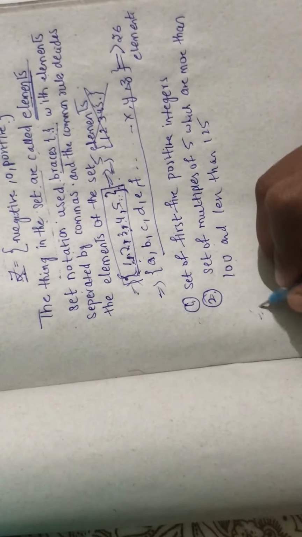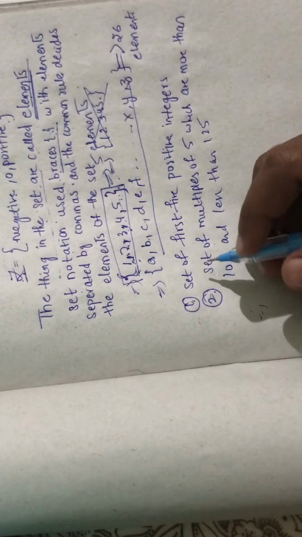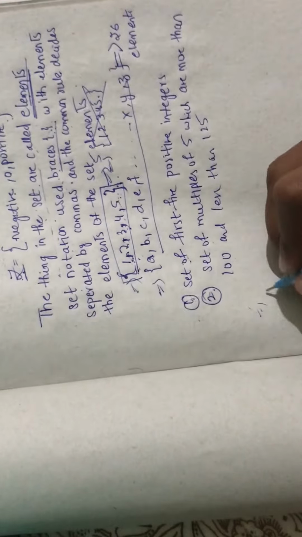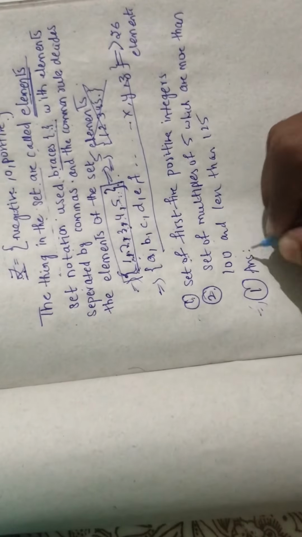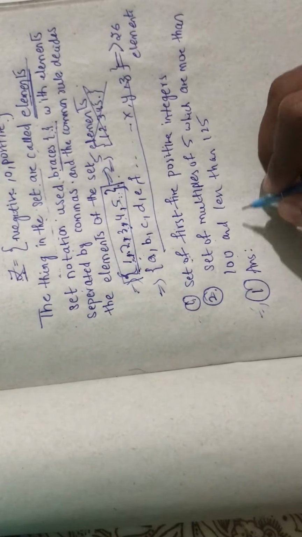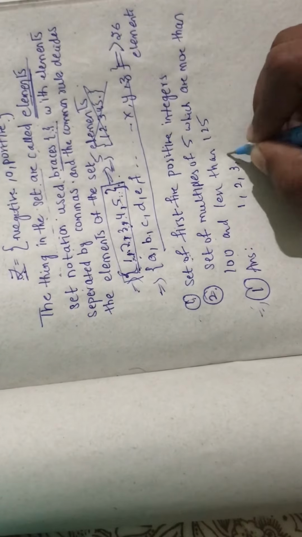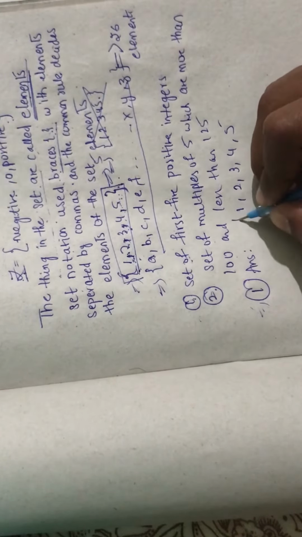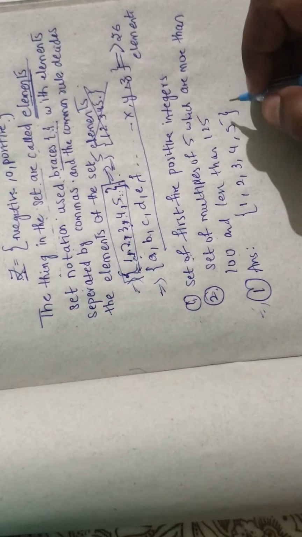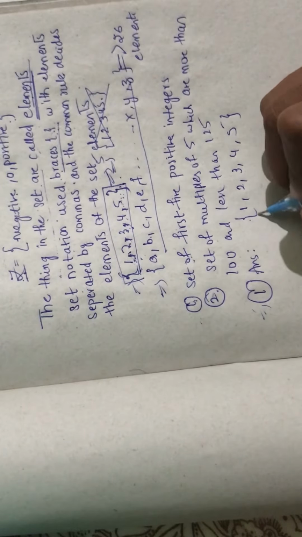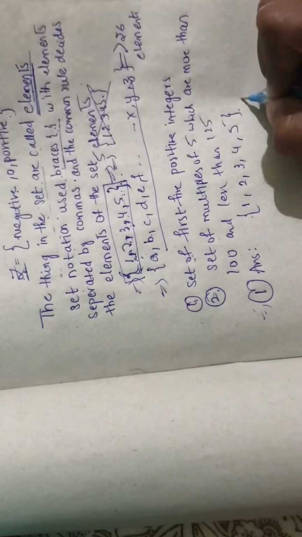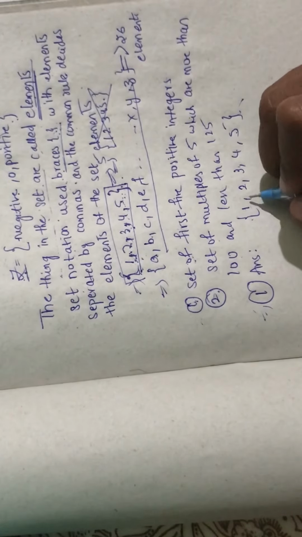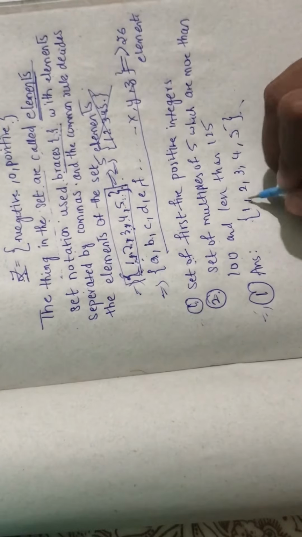So now we are going to write the sets for the given conditions. For the first one, first 5 positive integers: 1, 2, 3, 4, 5. But you have to remember that we will represent the set using braces, and you have to place the elements in the set, and you have to separate the elements using commas.